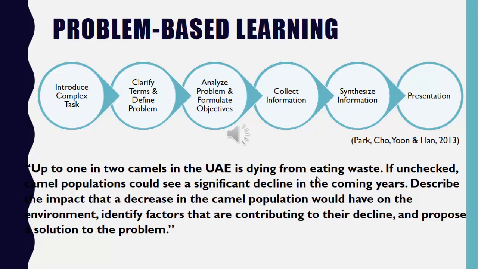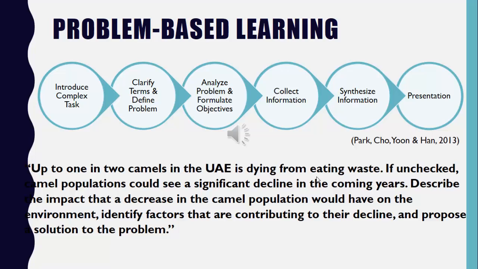Up to 1 in 2 camels in the UAE is dying from eating waste. If unchecked, camel populations could see a significant decline in the coming years. Describe the impact that a decrease in the camel population would have on the environment. Identify factors that are contributing to their decline and propose a solution to the problem.